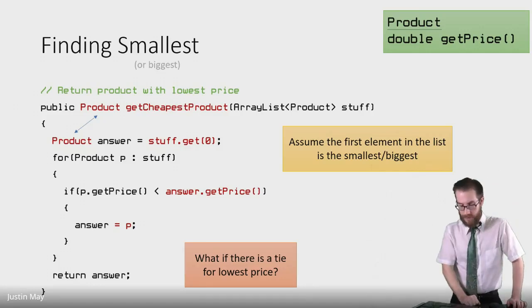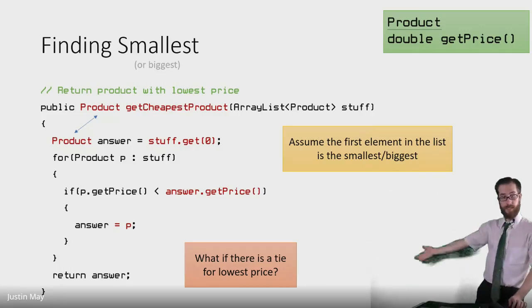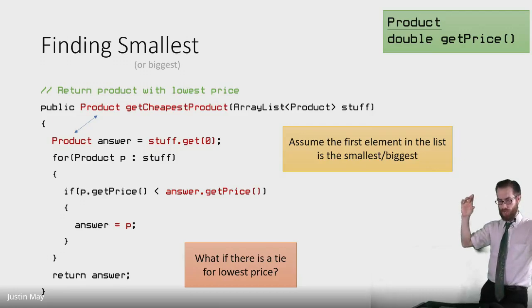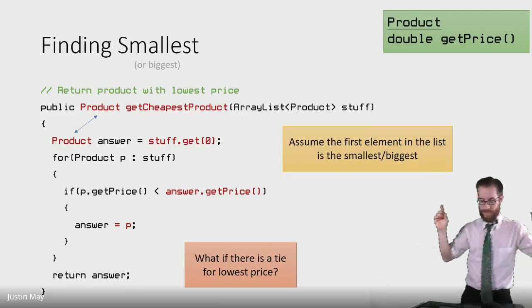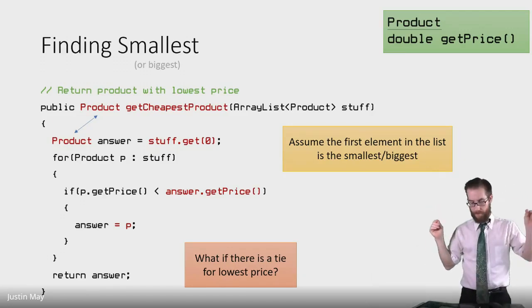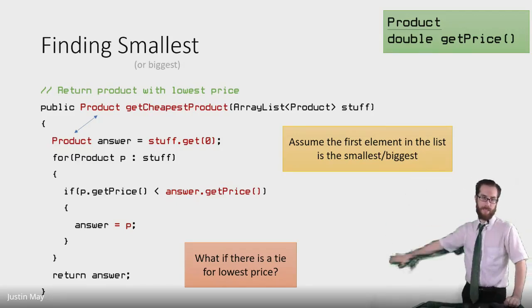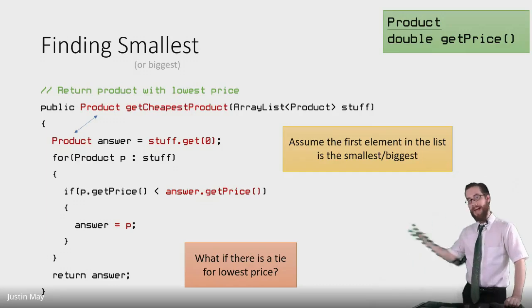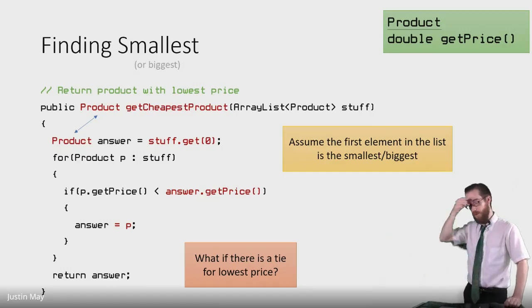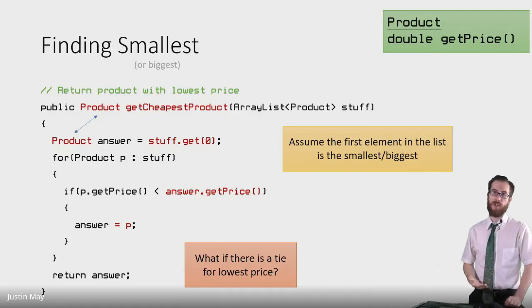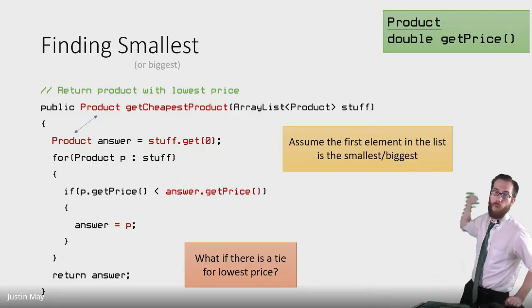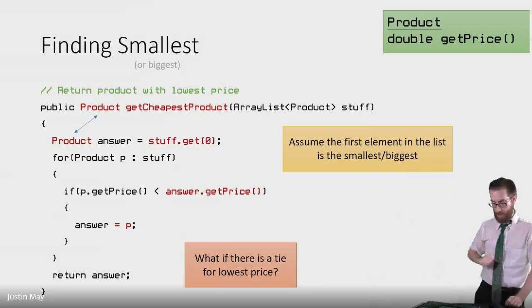On the exam, if you're asked a question like this, it will include a sentence in there that will basically say, if there's a tie, it doesn't matter which one you return. Because you could rewrite this code such that it returns the last smallest value or the first smallest value. It won't matter which one you return as long as the one you return meets the requirement. So this is the algorithm for that.